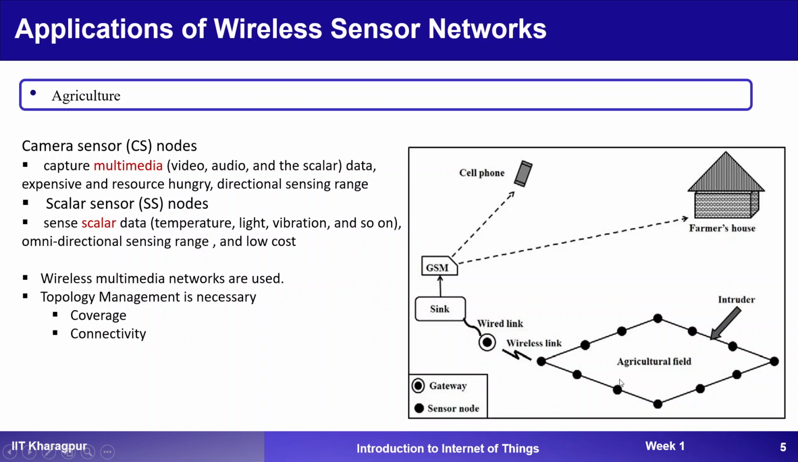For example, consider that if your ultrasonic sensor detects some movement in your agriculture field, then on the basis of that movement, the actuator will activate your camera, which is linked to your actuator. So the camera will turn on, and the video which is captured by the camera will go through some image processing, and we can detect whether some cattle or some intruder is in your agriculture field or not.